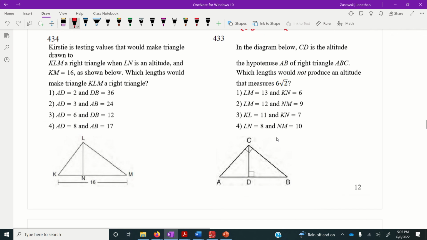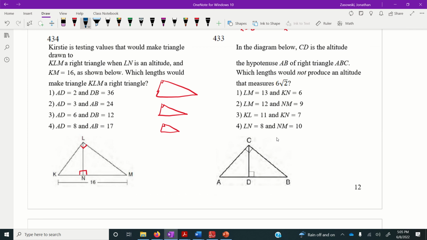All right, two more. 434, Christy is testing values that would make the triangle drawn a right triangle when LN is the altitude. So remember, we're going to just go ahead and say that we want it to be a right triangle, so we're going to call these angles 90 degrees. We're going to place these sides in and see if they work, okay? Now, we're going to draw out our 3 different triangles. So there's the big triangle, medium-sized triangle, mini-me, okay? So, label our sides.